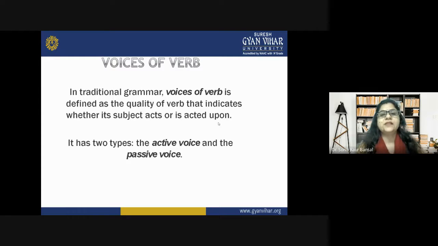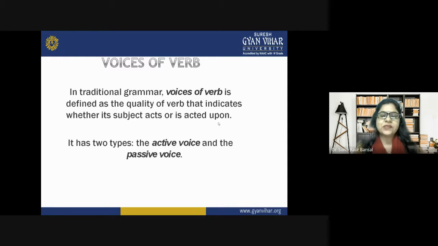Before that, just understand what are the voices of verb. So, in traditional grammar, students, voices of verb is defined as the quality of verb that indicates whether its subject acts or it's acted upon. So it has two types, the active voice and the passive voice. There is something that the way we communicate with each other, active and passive voice plays an important role.